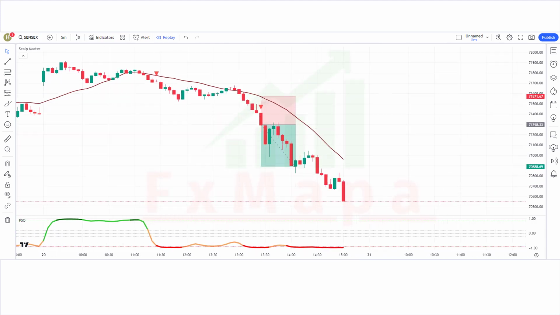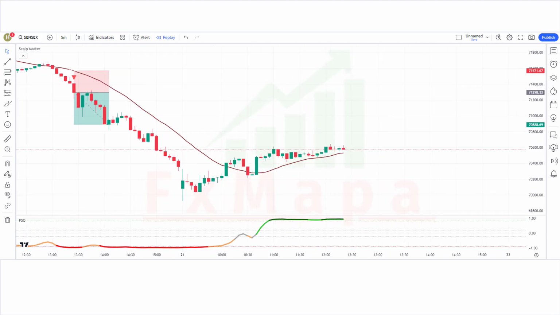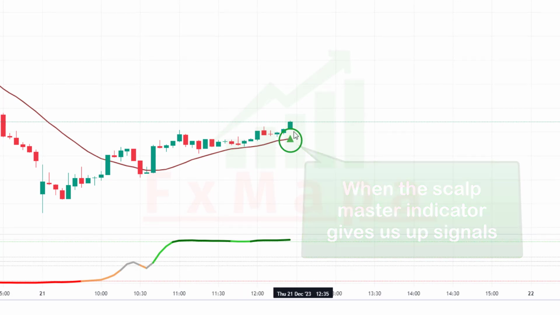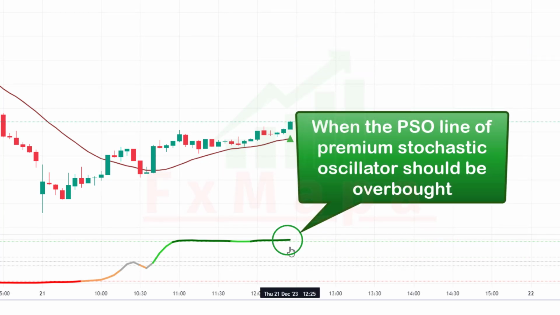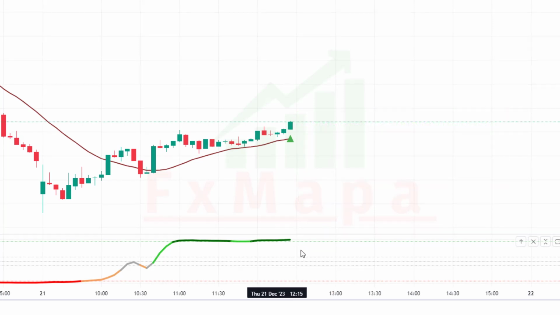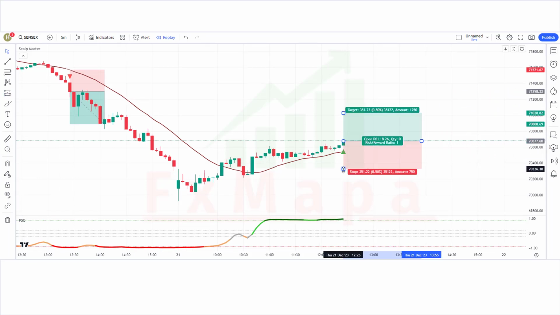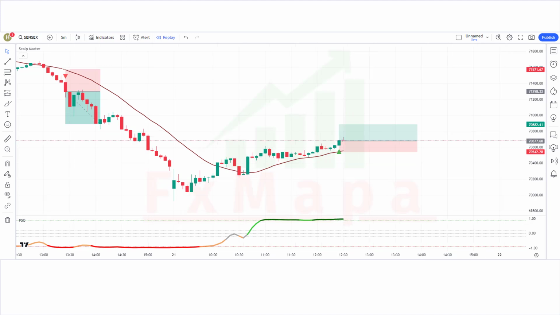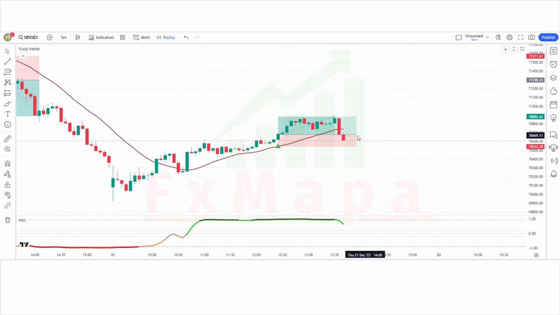Now let us understand the long position. When the Scalp Master indicator gives us up signals, when the market forms a bullish candle, when the PSO line of Premium Stochastic Oscillator is overbought, if this condition is fulfilled, then we will place a buy order. Our stop loss will be placed at the Scalp Master indicator BB line, and the risk to reward ratio will be 1:1.5. The market has completely hit the target.